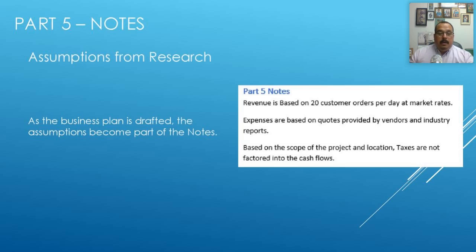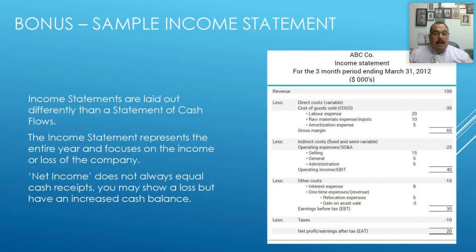For the most part, we will look at the sample income statement. So I pulled this. If you go to Google and type in sample income statement, you're going to get tons of stuff, and a lot of it's advertising. So I pulled this from the Business Development Bank of Canada, the ABC company income statement.